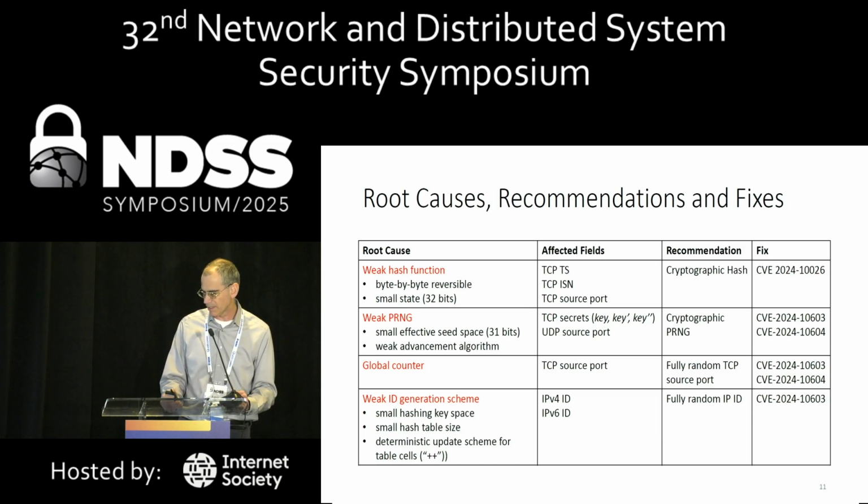As you can see here, we circled out 4 root causes: weak hash function, which can be fixed by moving to a cryptographic hash; a weak PRNG, which can be fixed by moving to a cryptographic PRNG; a global counter, which can be mended by moving to a fully randomized TCP source port; and a weak generation ID scheme, which can be mended by fully randomized IP ID. And as you can see, Google went on and fixed Google Fuchsia and gVisor according to our recommendations.